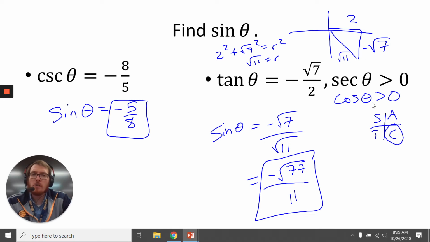And there may be some questions where they set it up where they just tell you something's greater than 0. So this says secant is greater than 0, which means cosine is also greater than 0. That puts you in the fourth quadrant, which makes the y value negative. Don't forget you have to rationalize the denominator. As you're looking at this answer, the sine value should be negative.